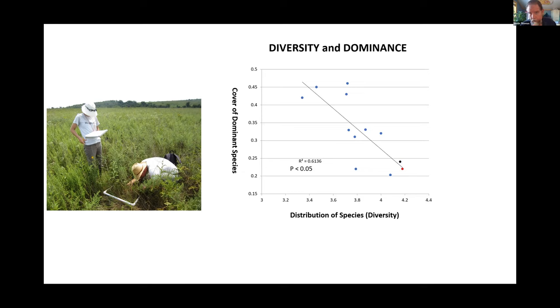Switching slides here, now we've got a negative correlation between diversity and dominance. So when you have a dominant species, something like big bluestem in this case, the more common and abundant it is, the less capacity there is for other things to be there. So richness and diversity will go down. But again, the main point here is that the red and black dots, a really poor quality prairie and a high quality prairie, are scoring on what you would perceive to be the better grade. And there are those dots again. So we're really missing an element here.